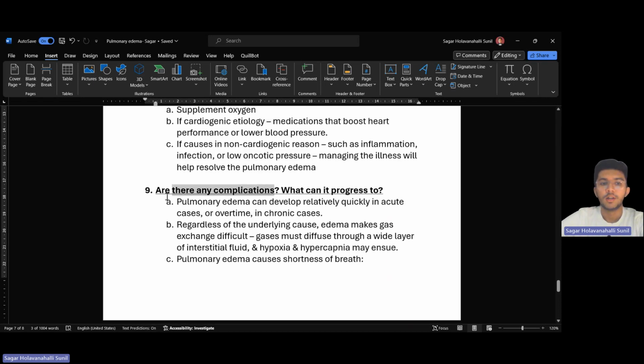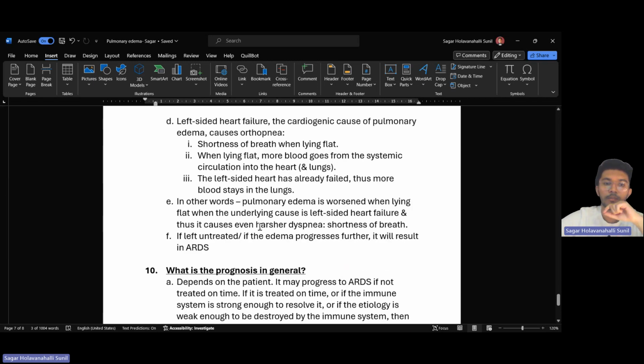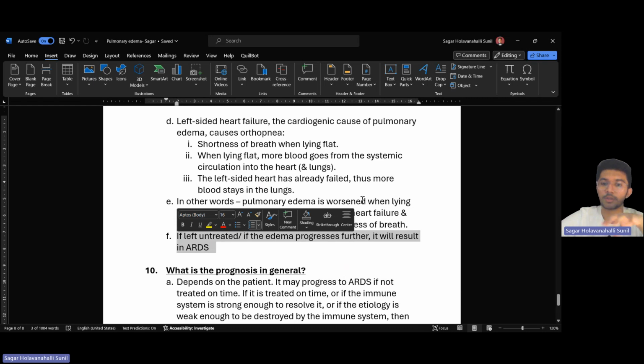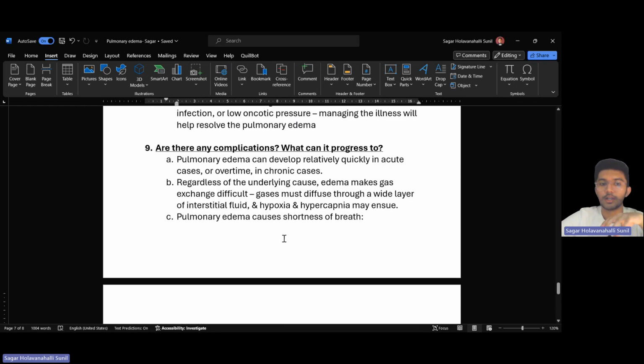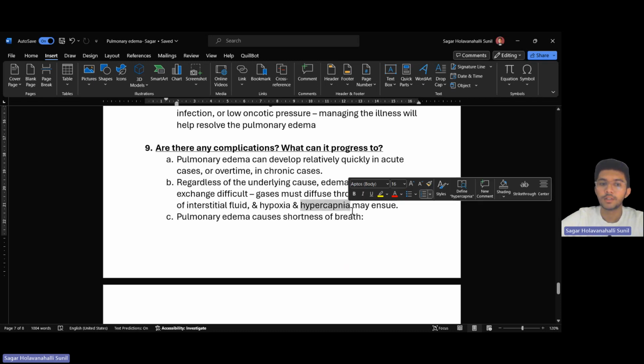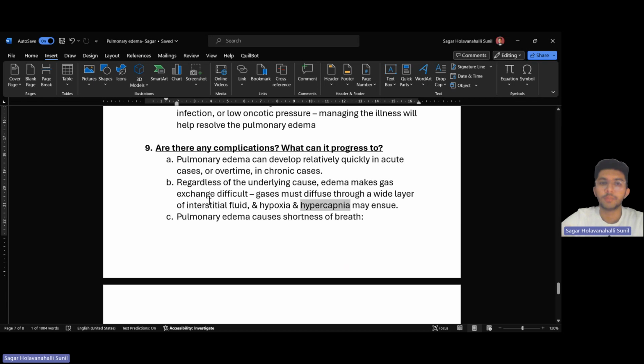Now, what are the complications? So again, like I mentioned earlier, you have pneumonia, which can proceed to ARDS, which is diffuse pulmonary edema, right? So ultimately, it's ARDS if it's left untreated or if the edema progresses further, and this could also result in death. But if you start from the early stages of progression, usually the gas exchange becomes difficult. There'll be hypoxia, there'll be hypercapnia, so the person will try to breathe quicker and faster because they're not able to get oxygen, and also they have to breathe out carbon dioxide because there's hypercapnia, right?